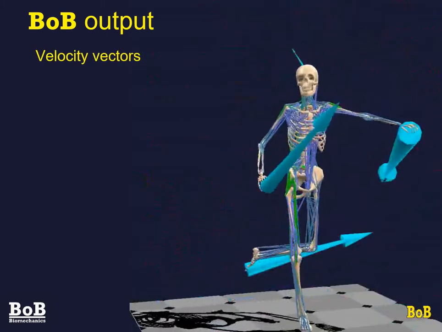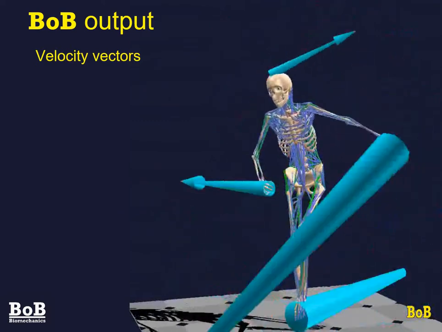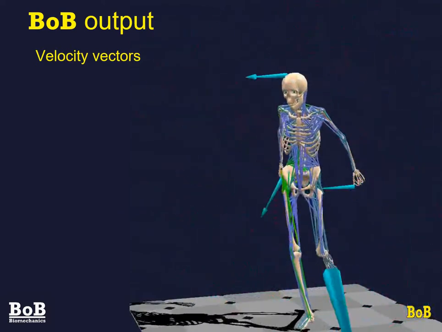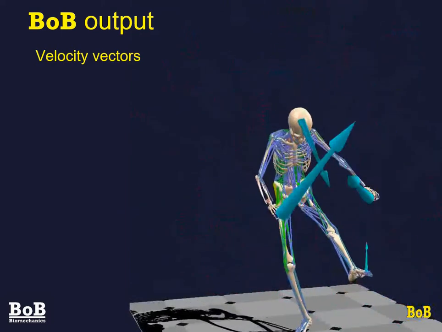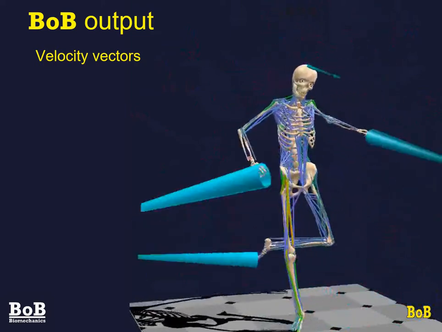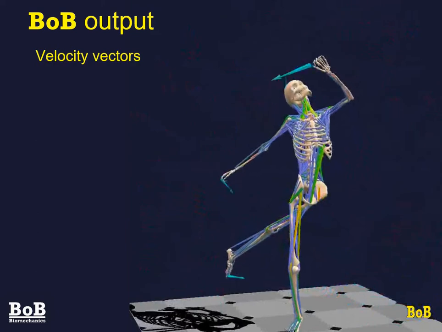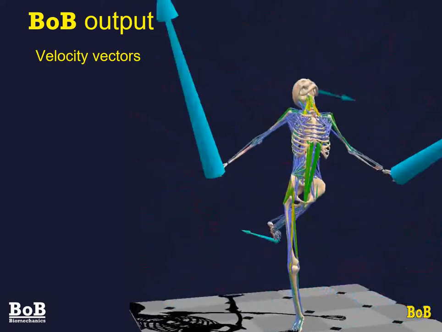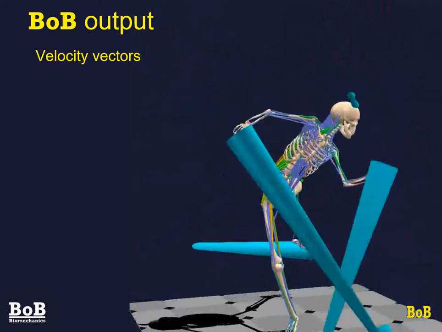The biomechanist might want to know which parts of the body are moving the fastest or the slowest and in what particular direction. To display this, we display velocity vectors actually attached to the points on the body. So in this case, each hand is showing a velocity vector, the left foot is showing a velocity vector, and the head is showing a velocity vector. So we can see how fast they're all moving and in which direction.